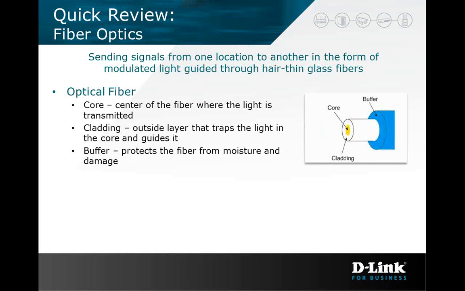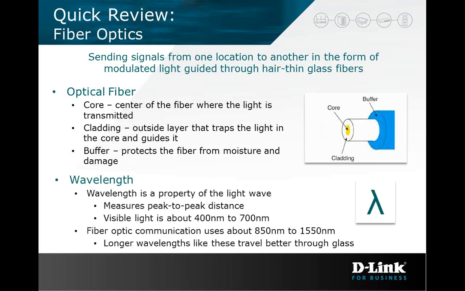The core is the center of the fiber where the light is actually transmitted. And then wrapped around the core is something called cladding. And the cladding is the outside layer. It traps the light and it guides the light, even going around bends, as long as the bends aren't too tight, of course. And then the buffer is on the outside, and that's what protects the fiber from moisture and from damage. Okay, so later on in this discussion, we talk a little bit about these terms, and I just wanted to define them.